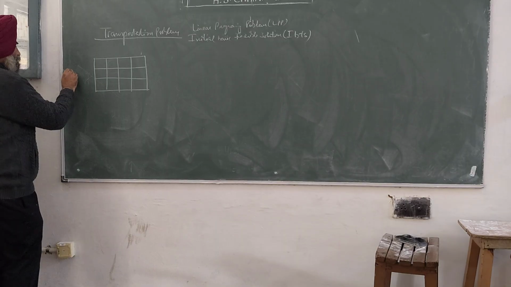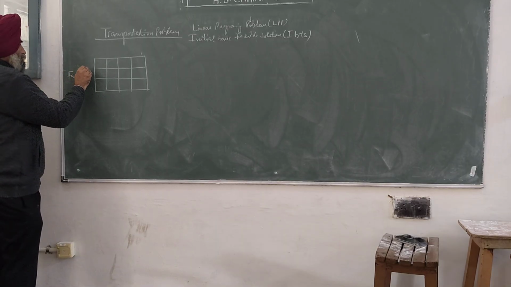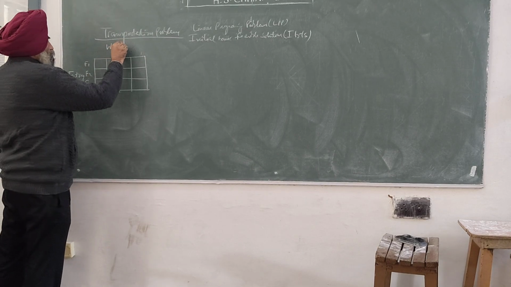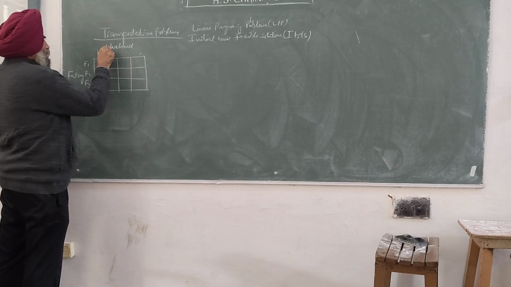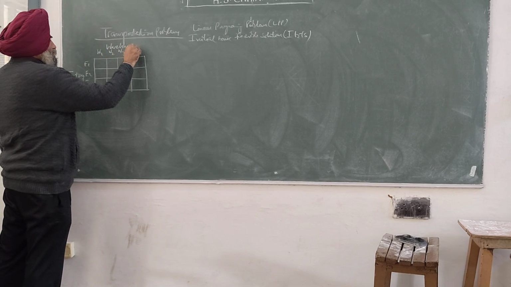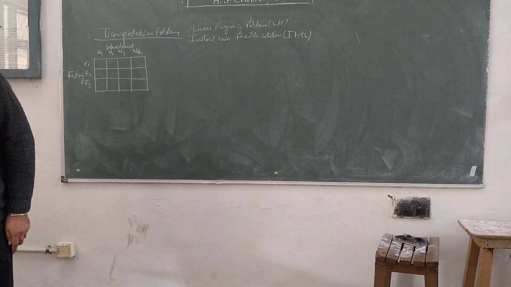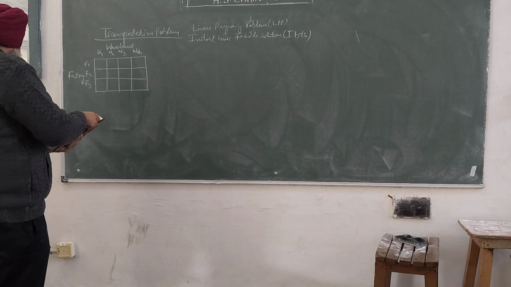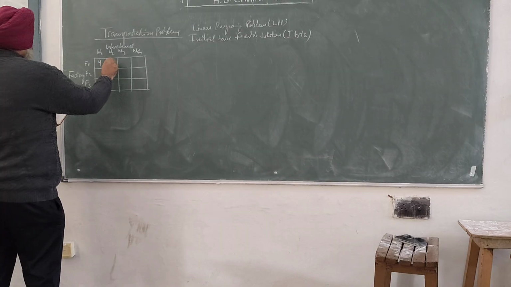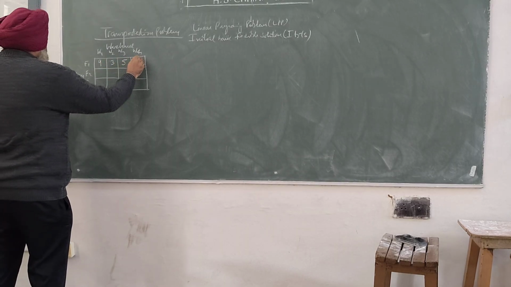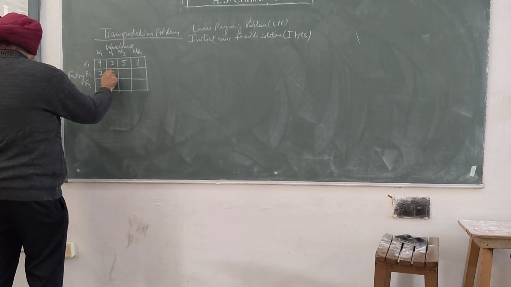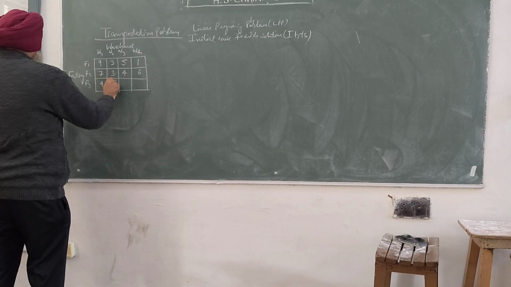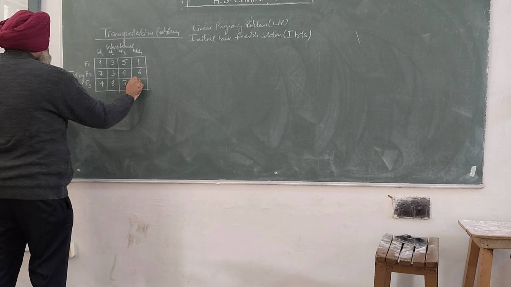This is a factory: F1, F2, F3. There are 4 warehouses, W1, W2, W3 and W4. This is the cost which is associated with this one. Let us assume we are taking a cost: 9, 3, 5, 1, 7, 3, 4, 6, 4, 8, 7, 2.